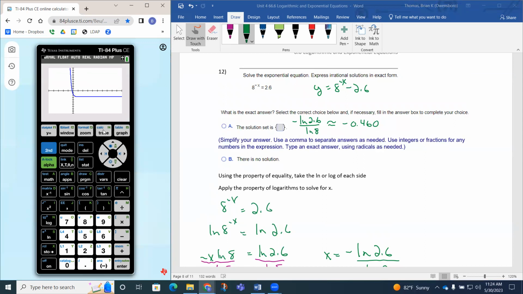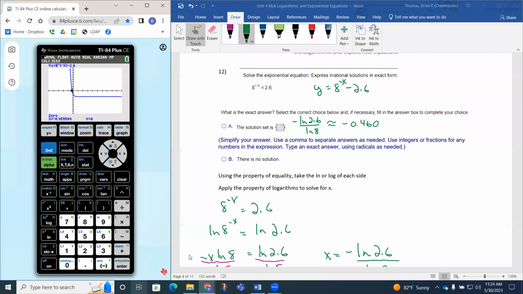If I hit second, calculate, and do 0, I need a left bound to start with, so I've got to be left. That looks left, hit enter. I have to do a right bound. That looks right of that x-intercept. Hit enter again, and notice that we did get negative 0.4595, which rounds up to negative 0.460. So it does get verified on the calculator.